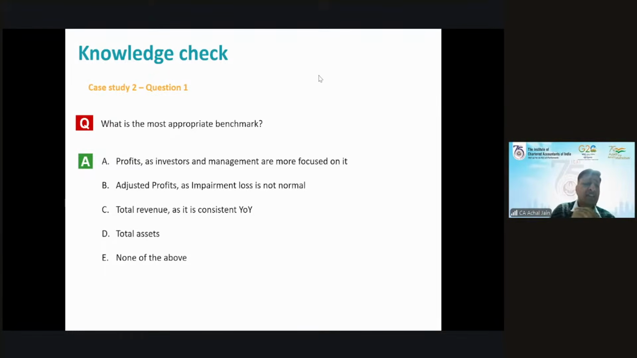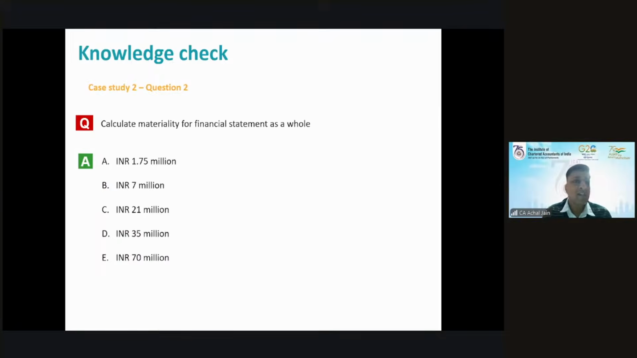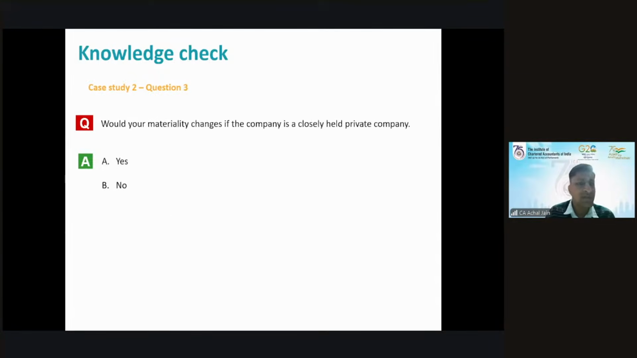Swaminathan says B. So let's understand, in this case, what will you do? You will definitely want to go with profits as a preference, but over here the normalization is required, correct? So now, calculate materiality for the financial statements as a whole. Because you're normalizing it, you can do some sort of calculation and compute it, which remains quite subjective. Would your materiality change if the company is a closely held private company?